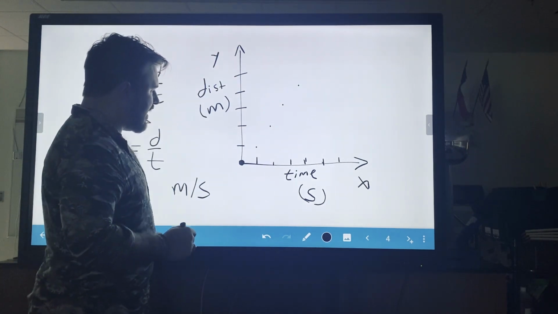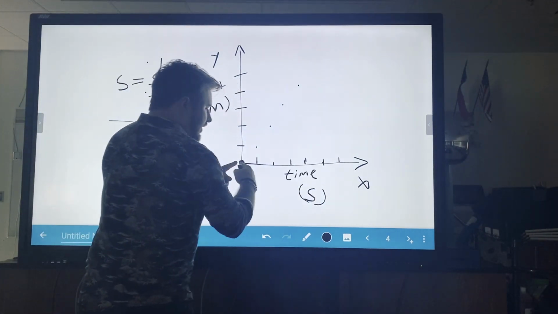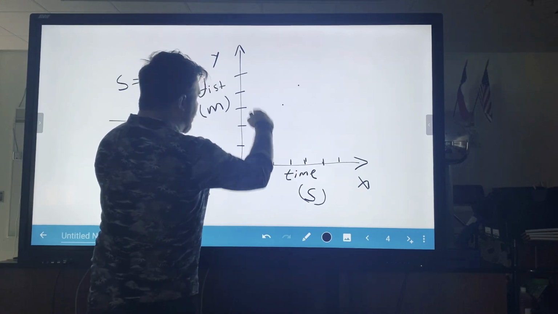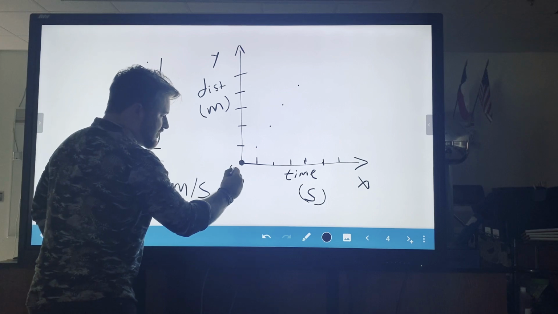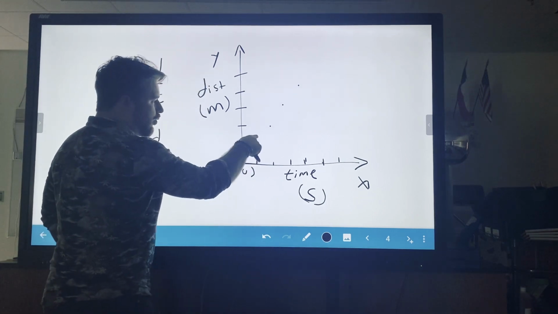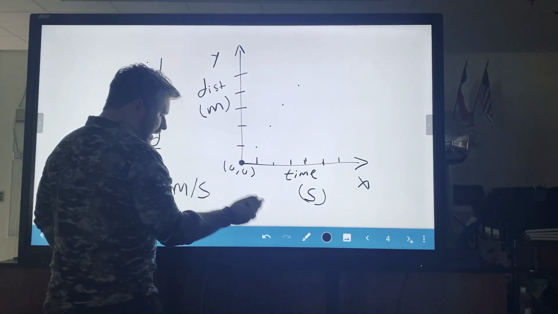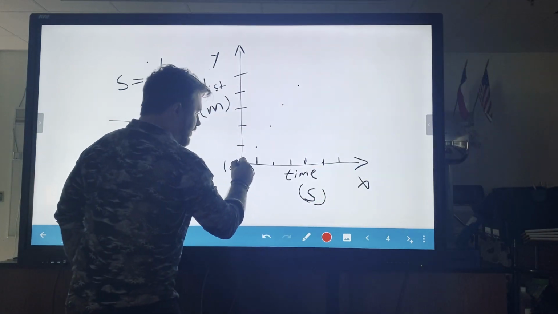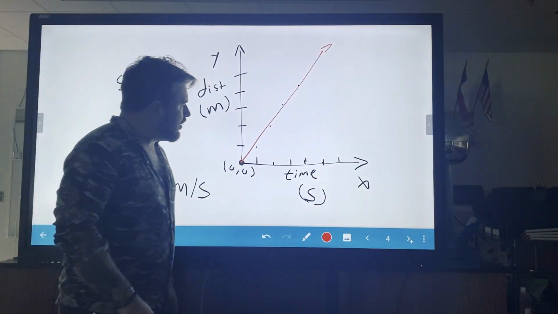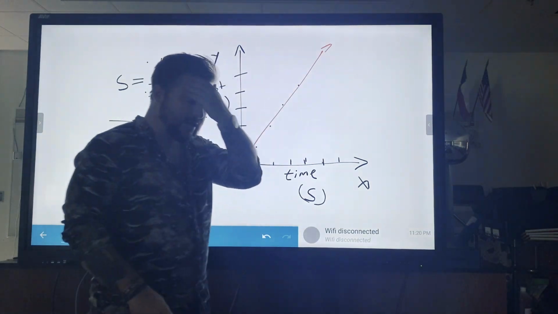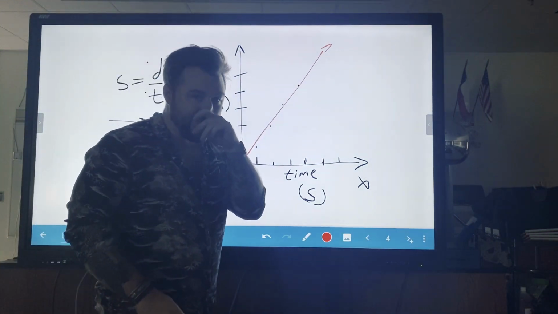How do you read this? So as time goes on, for every additional second, how much further did I get away from the origin, 0, 0? Well, you should see that I get one more meter away each second. So I can make a line. I can graph that line. Now, what does it tell me? What about this line tells me what's going on here, the relationship between these?